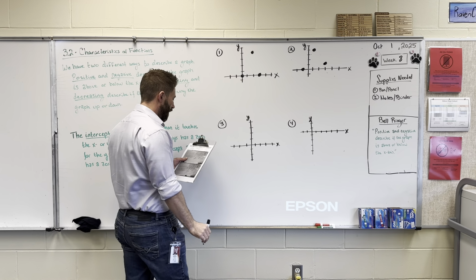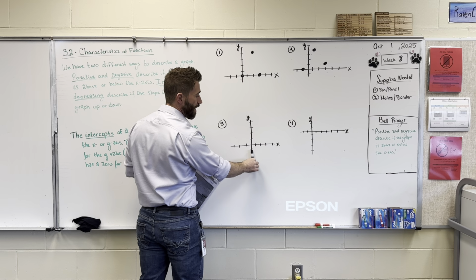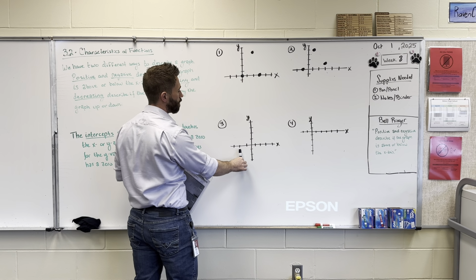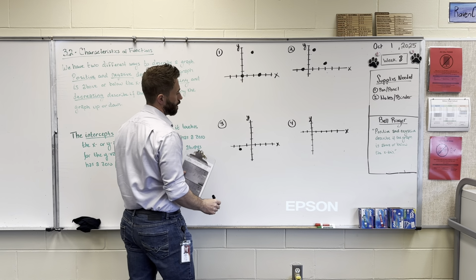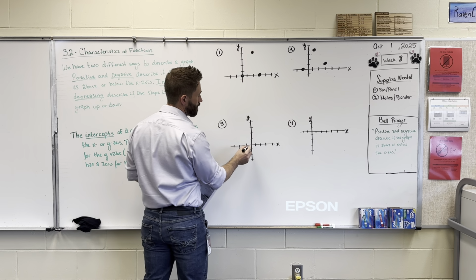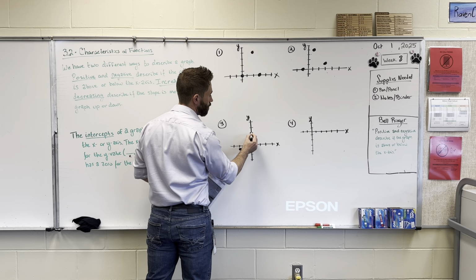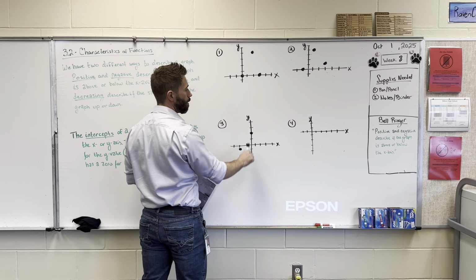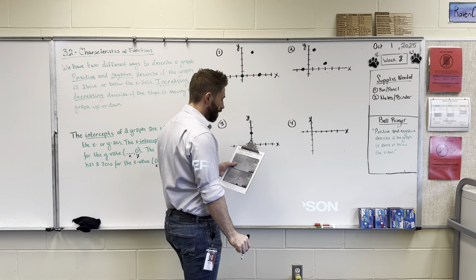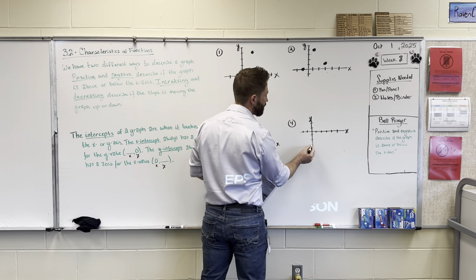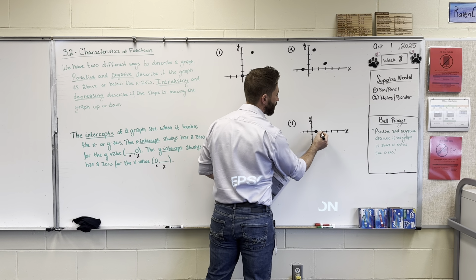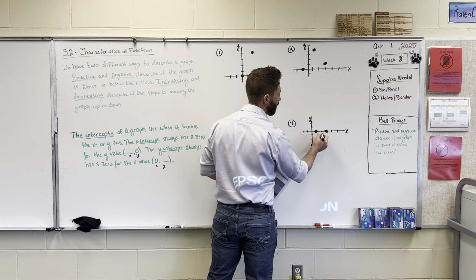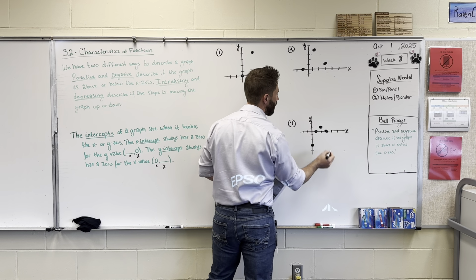Next, I have a point at (-2, -1). -2 means I go left 2. -1 means I go down 1. The second point is going to be at (0, 2). 0 means I do not move left or right. I just go up 2. The last one, I've got four points. I have one at (0, -3). I have (1, 0) and (3, 0), and then one at (2, 1).